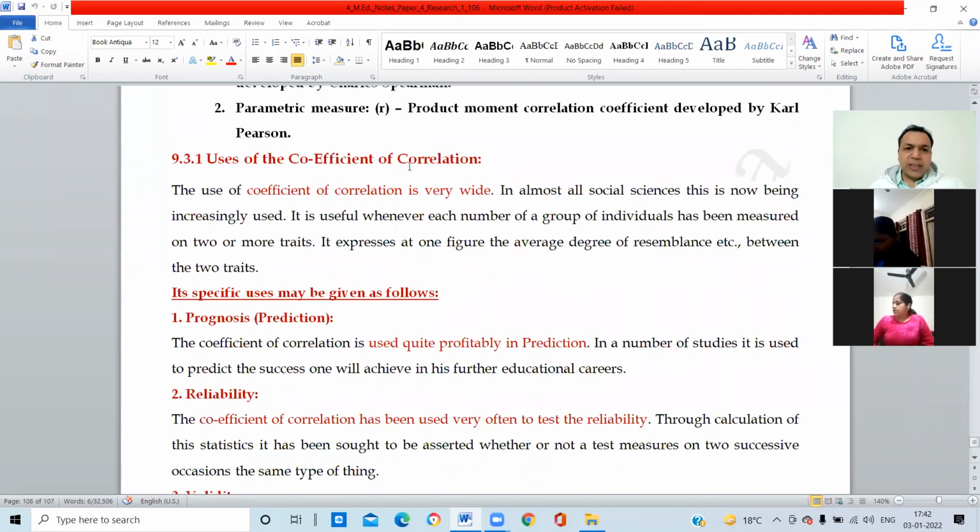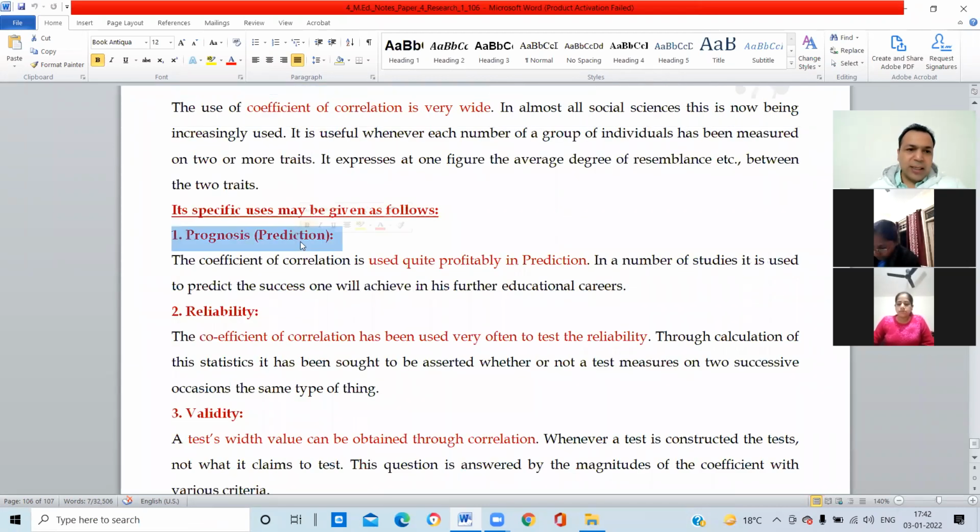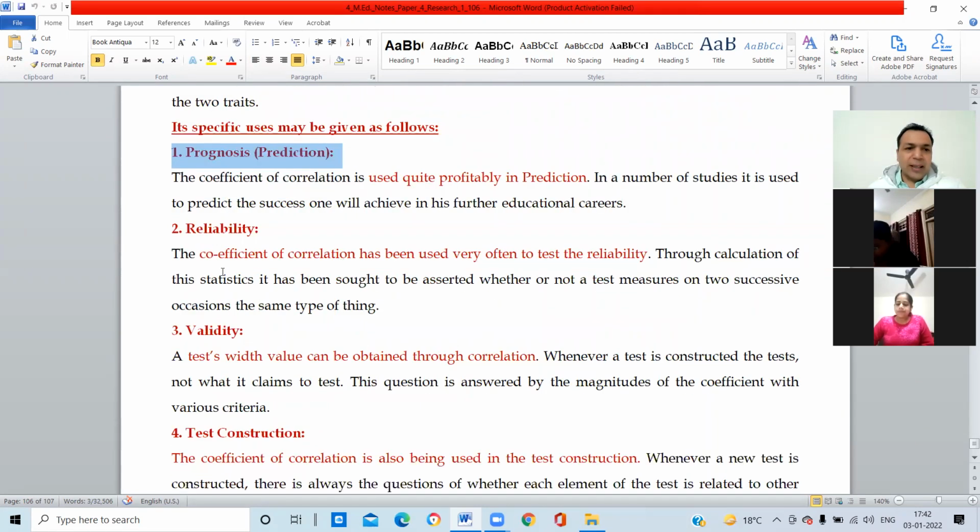So, uses of the coefficient of correlation. Again, we talk about what are the uses and purpose of correlation. The same points you will find here. Number one is prognosis or prediction. It means the coefficient of correlation is used for predictions also. I have given the example of the weather, right?